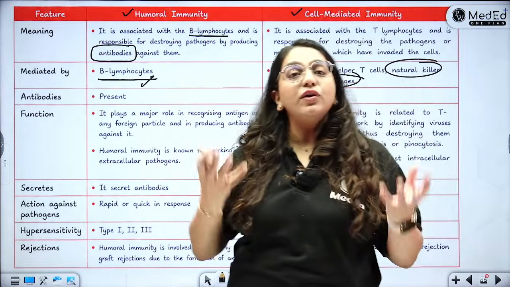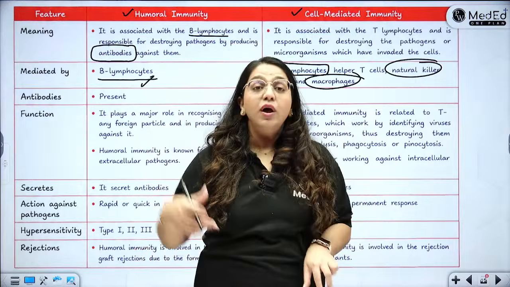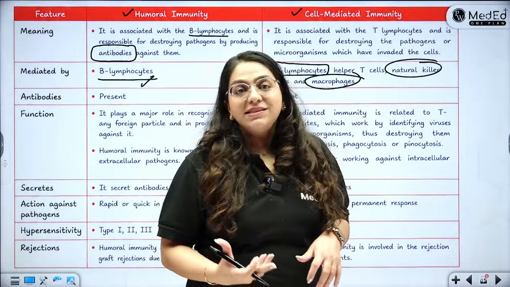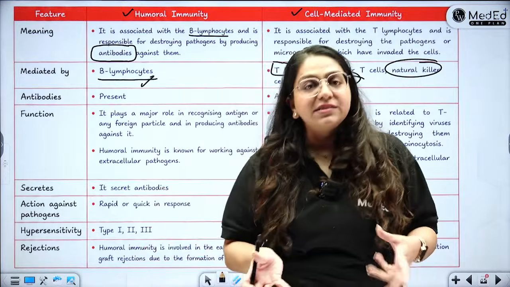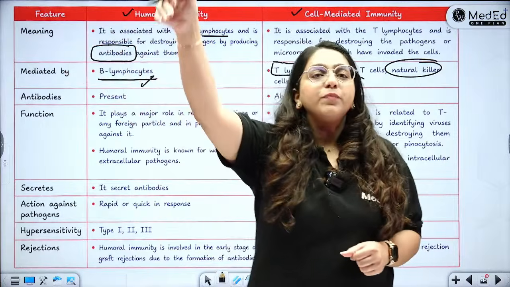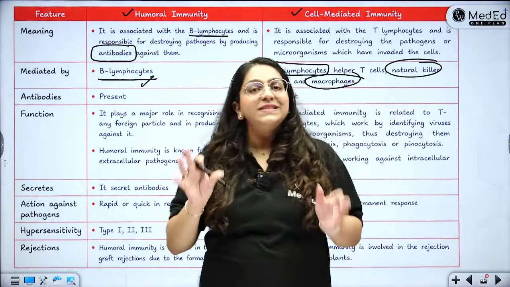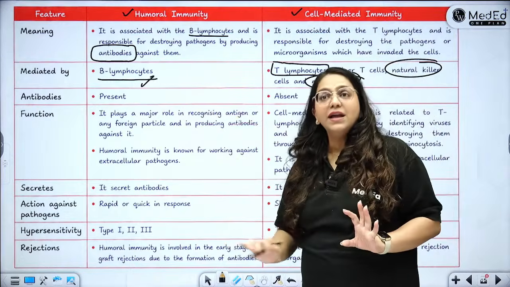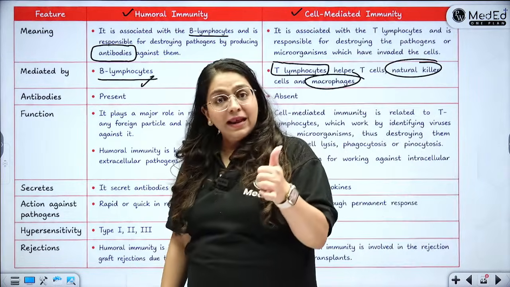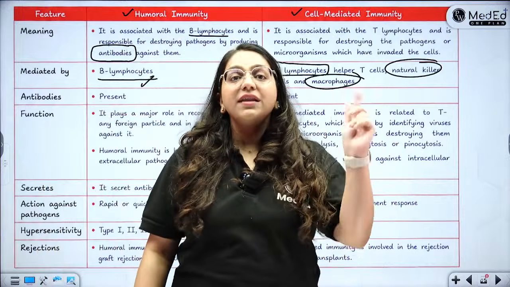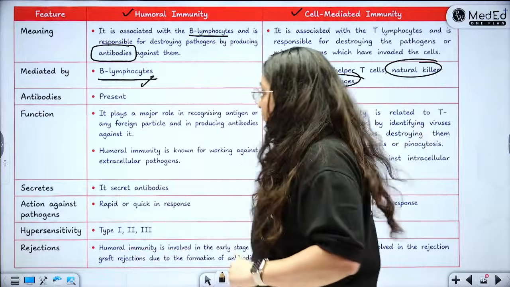is a part of your natural or innate ability also, because the cells of innate immunity are macrophages and natural killer cells. They are also cells. What are they doing? They are going and killing the pathogen. So that is also cell mediated. So humoral is only B lymphocyte mediated, whereas cell mediated is T cell, both T helper and cytotoxic T, as well as natural killer cells, as well as your macrophages.